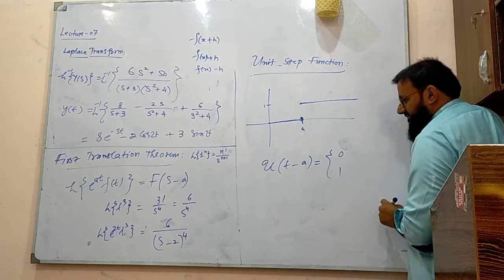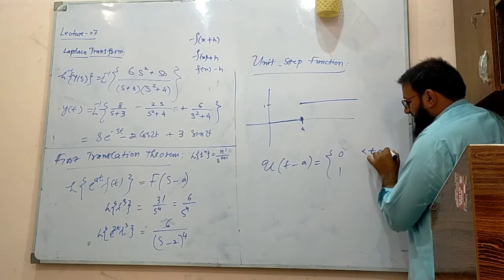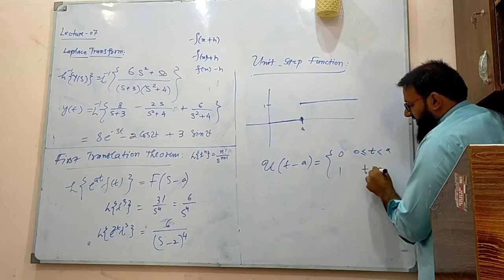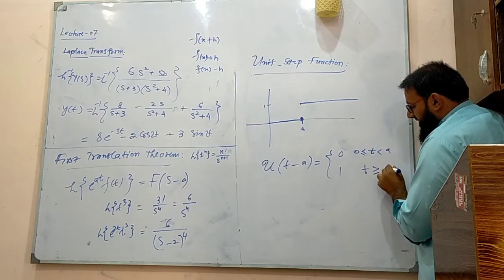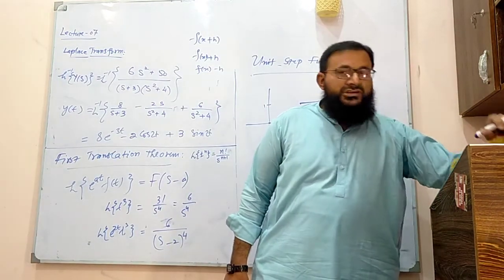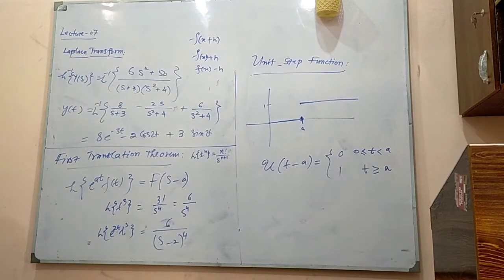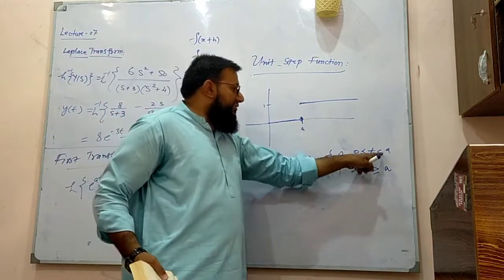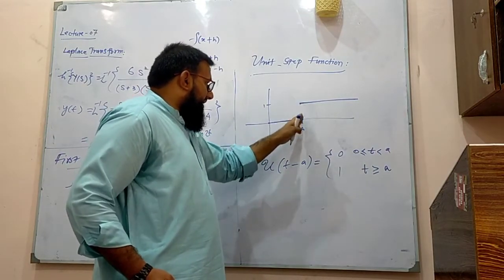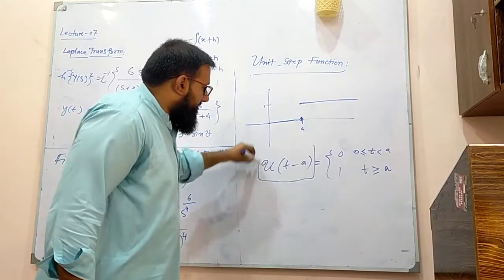So that is equal to 0 and 1. This is 0 when t is between 0 and a, and this is exactly 1 when t is greater than or equal to a. So this is how we define unit step function. So it is 0 when t is from 0 to a, it means here it is 0, and exactly at a or after a it is going to be equal to 1, and it is denoted by this.